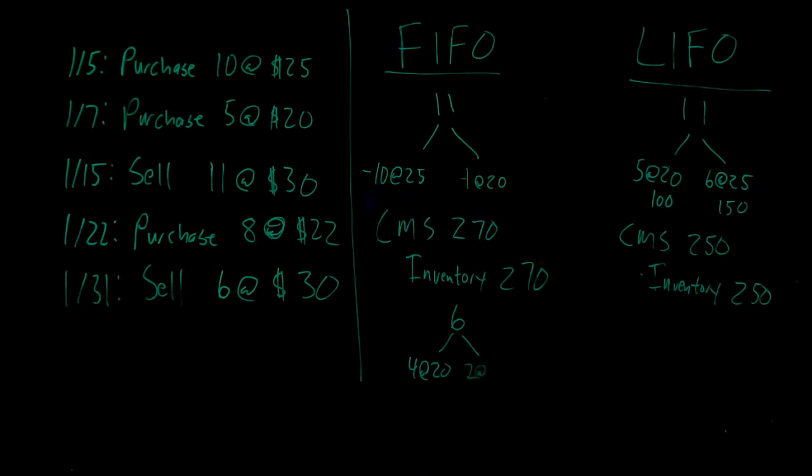So 2 at 22. If we were to journalize this transaction, we would debit cost of merchandise sold and credit inventory. 4 at 20 is 80. 2 at 22 is 44. So 80 plus 44 is 124.